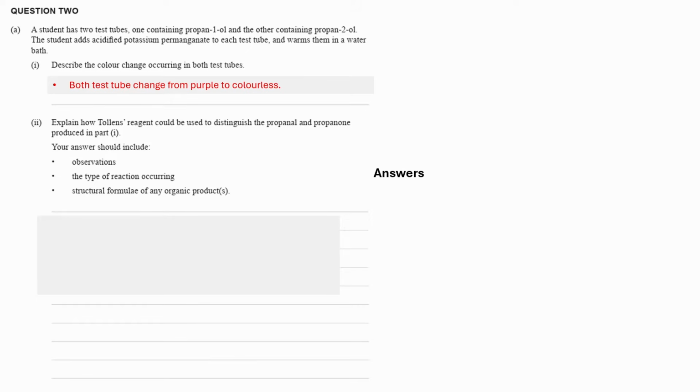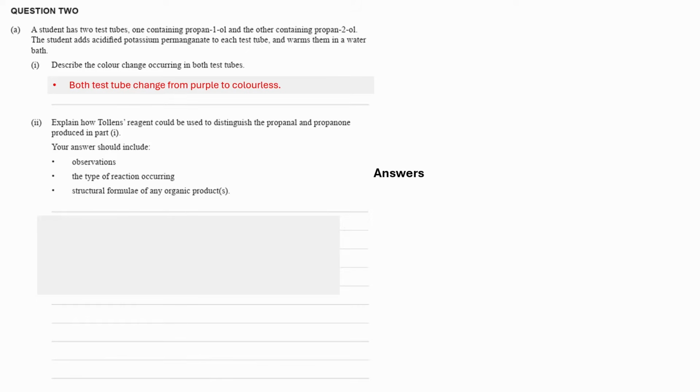Okay, now explain how Tollens reagent could be used to distinguish between these 2. So I used permanganate here, and it didn't tell me the difference between these 2. How could I use Tollens reagent to distinguish between the products of these 2 reactions? So what is the product of propan-1-ol being oxidized? Well, it's going to go to 2 things. It will turn into propanal, and then it will continue to react on to propanoic acid unless you were able to do a distillation separation as the reaction happened. Propan-2-ol will turn into propanone, a ketone.